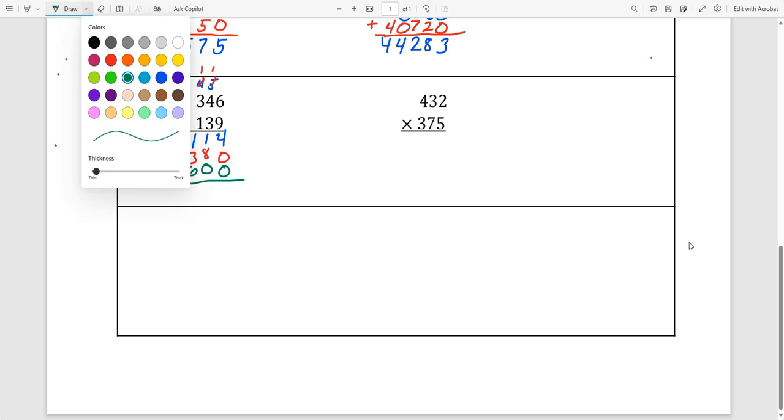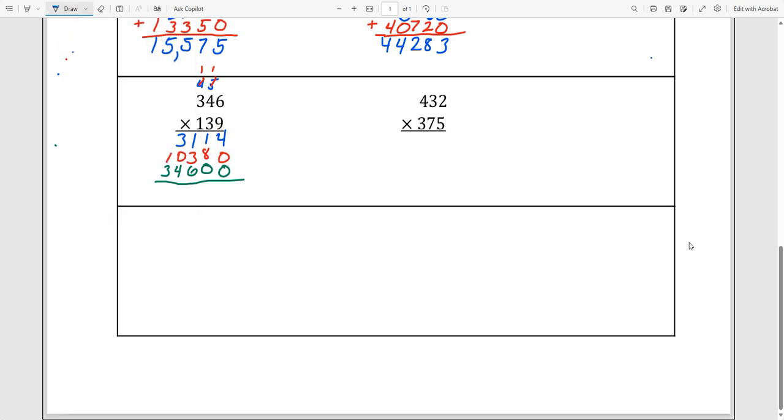Now we'll add these up in blue. So 4 plus 0 is 4. 1 plus 8 is 9. And 1 plus 3 plus 6 is 10. And we'll carry the 1 here. And then 1 plus 3 is 4. Plus 4 is 8. And then 1 plus 3 is 4 here. So we have 48,094. All right, last one.